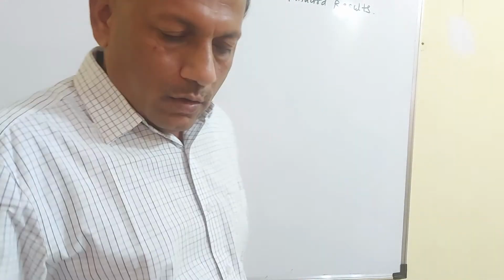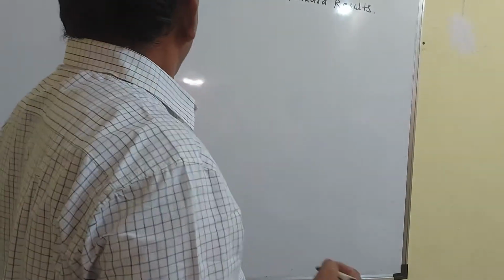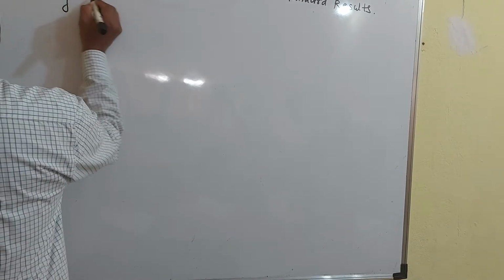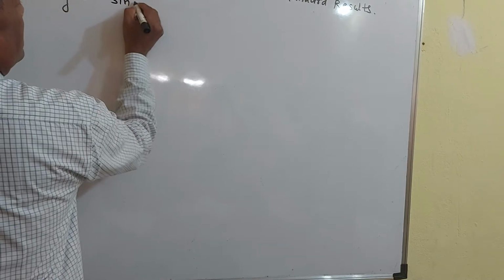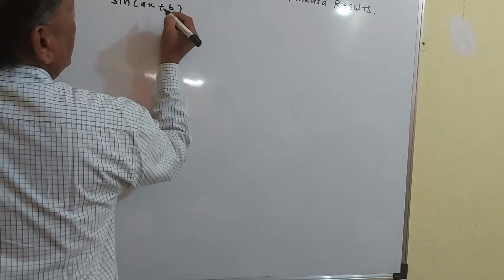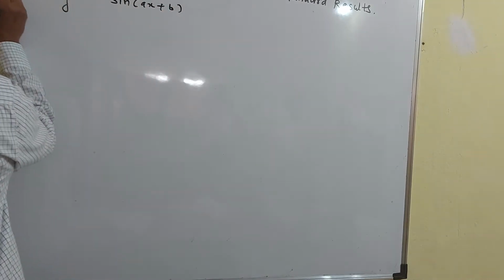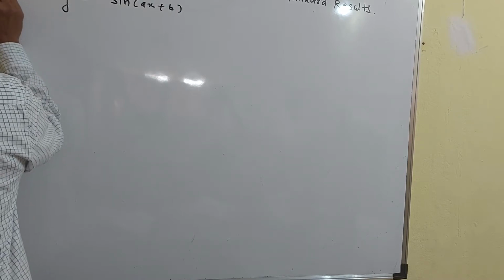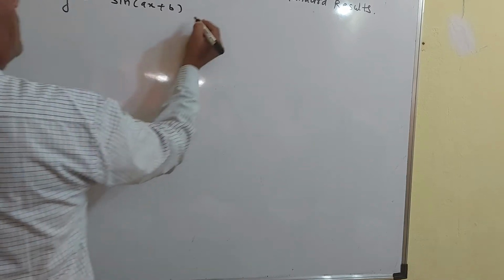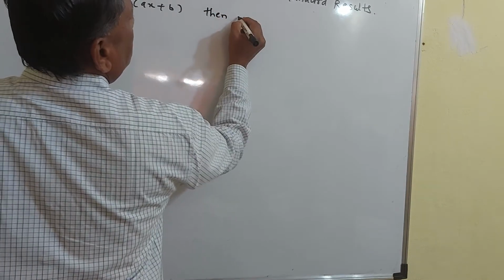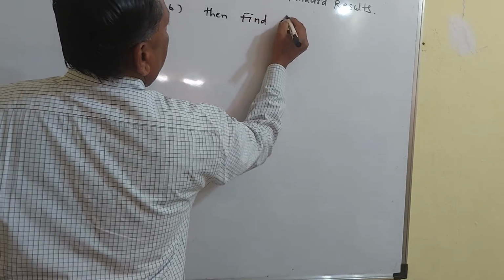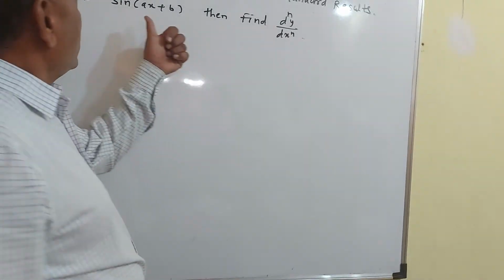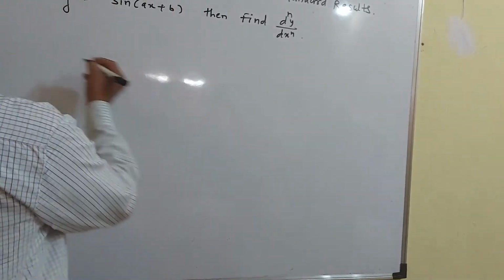Now, next we see the nth derivative of y is equal to sine of (ax + b), where a and b are constants. If y is equal to this, then find the nth derivative of y with respect to x. It means you have to find the nth derivative of sine of (ax + b). Solution.